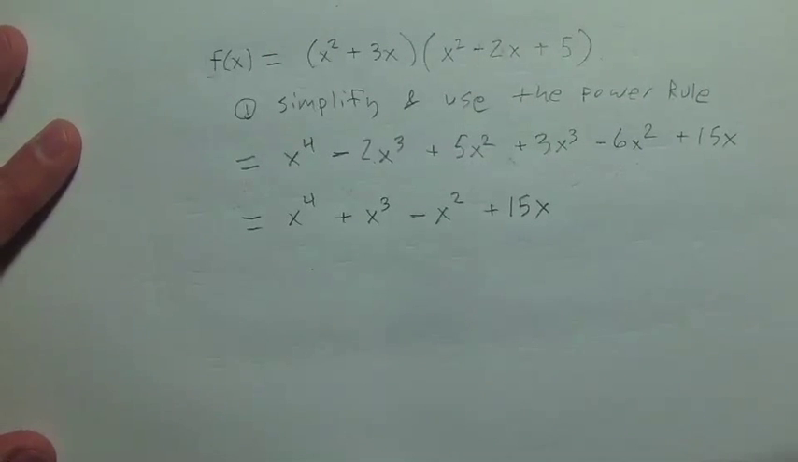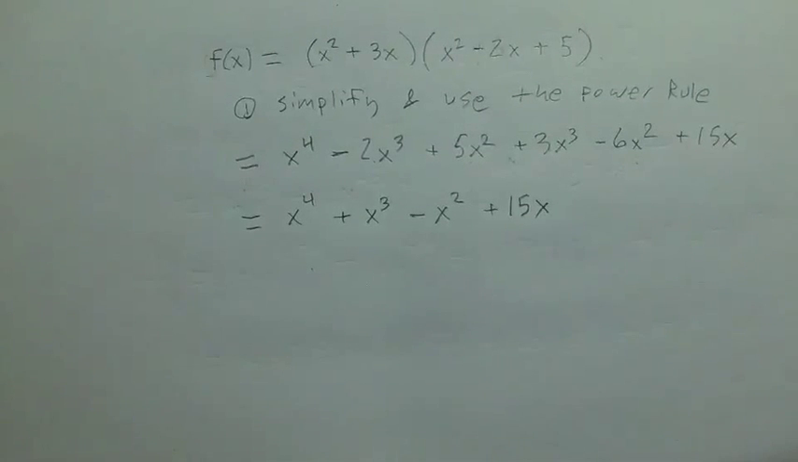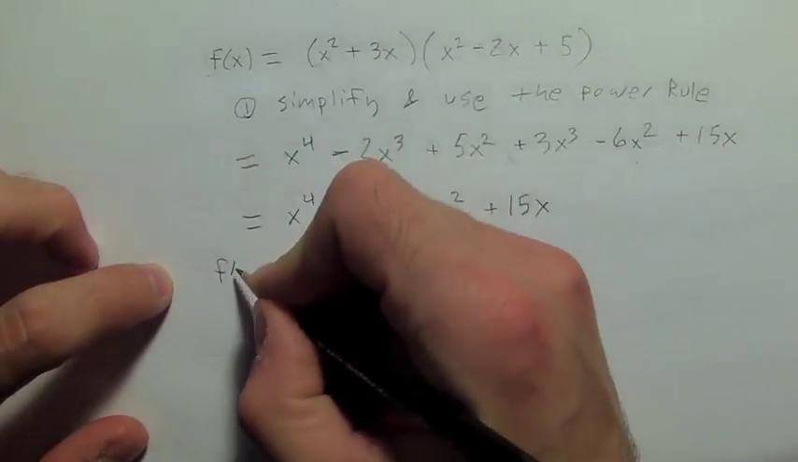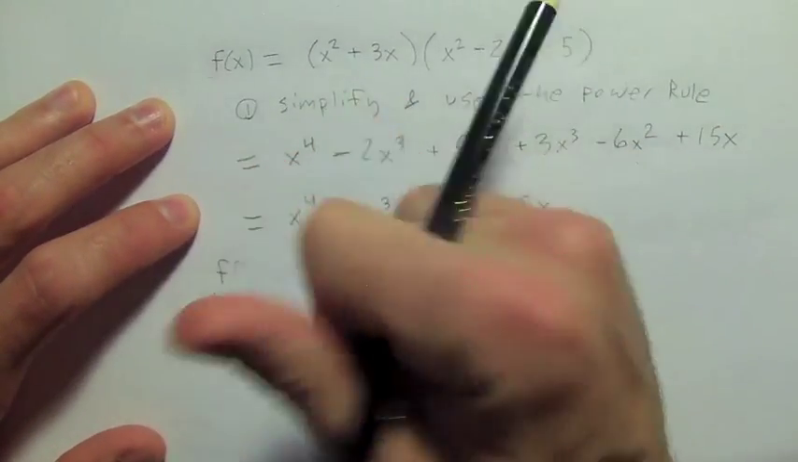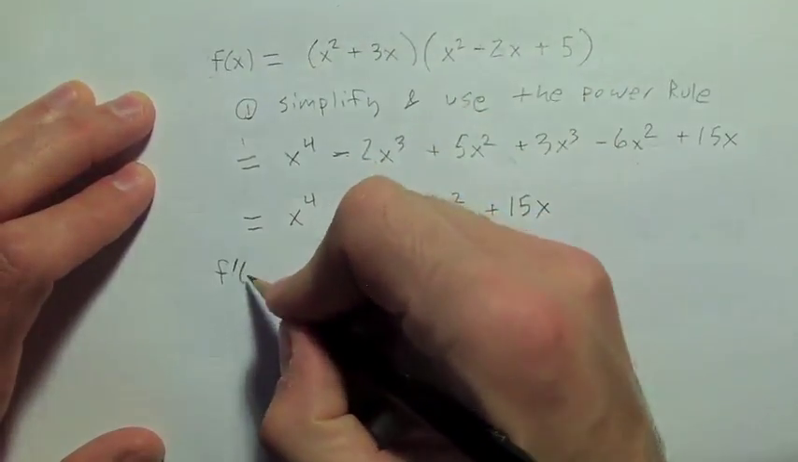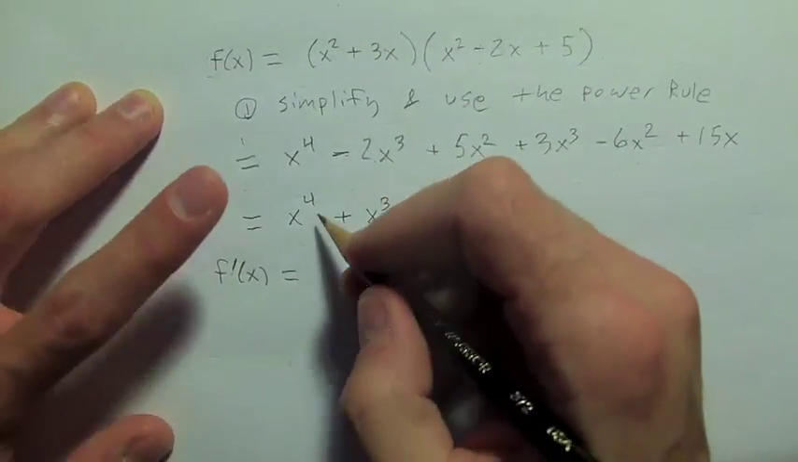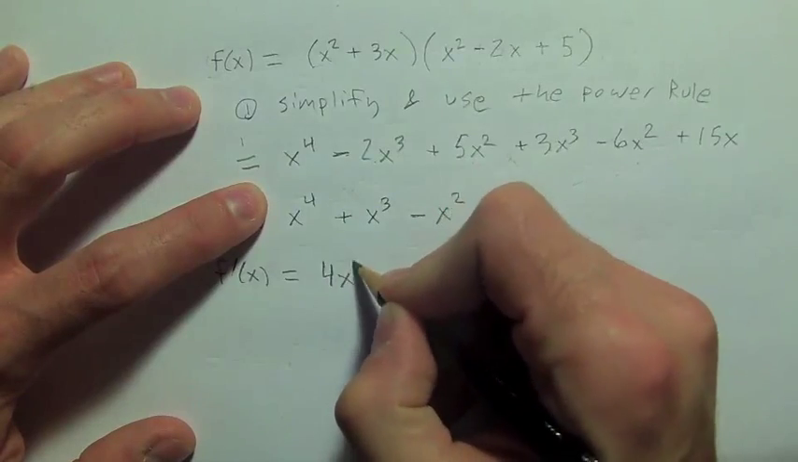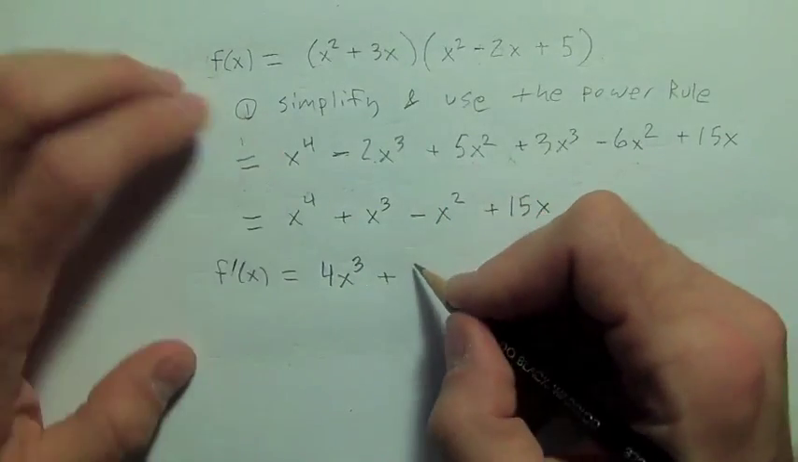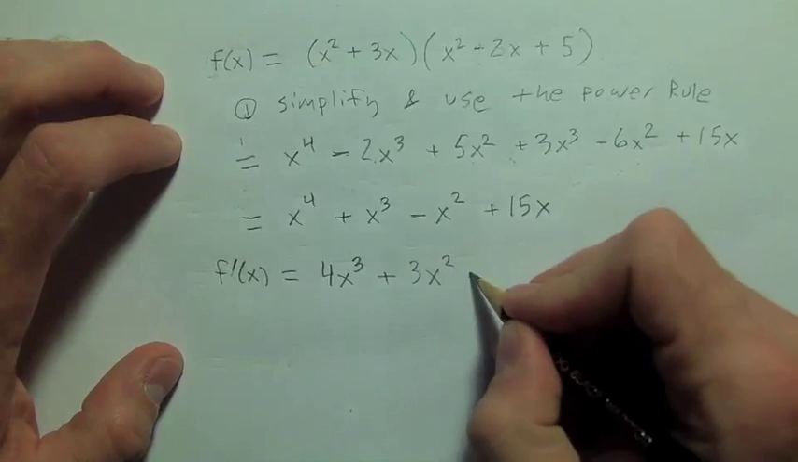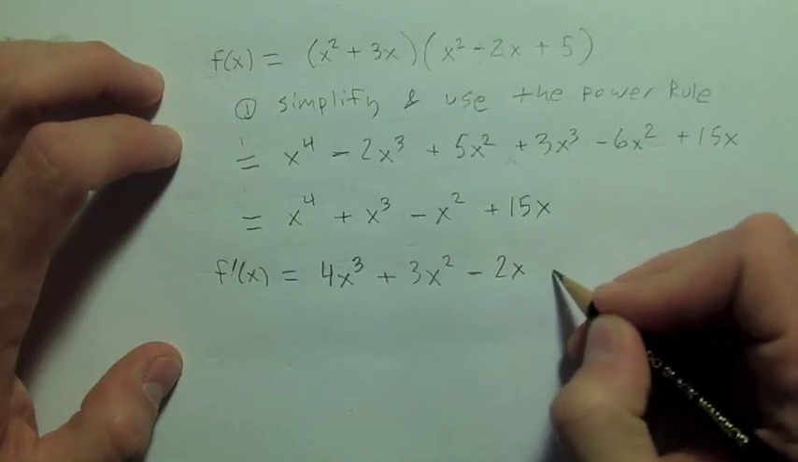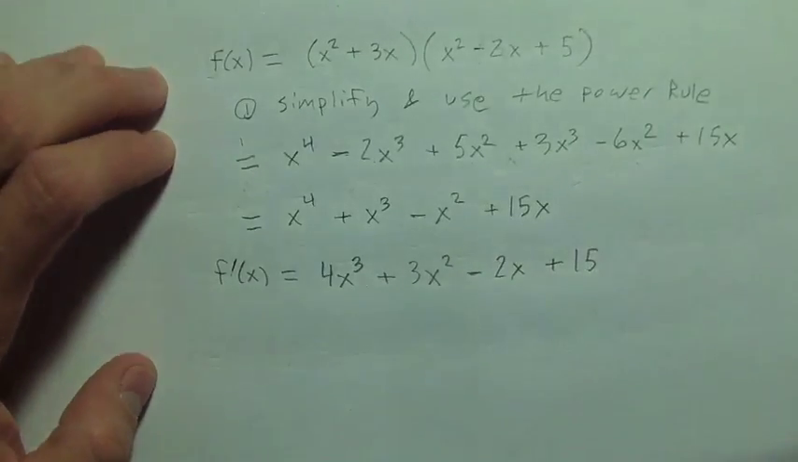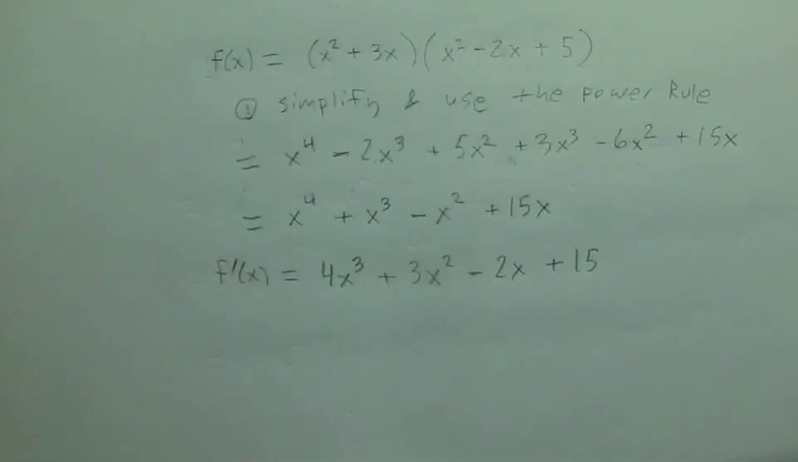And we're good to go, right? We've now rewritten this problem. We've expanded out and got it as just a sum of x's to powers. That's exactly what we need. So now we can take the derivative, which is that f prime of x is going to be 4x cubed plus 3x squared minus 2x plus 15, and we're done.